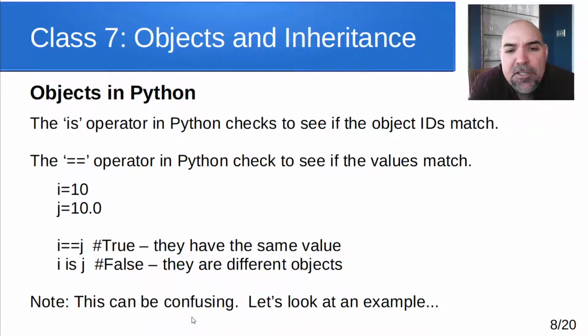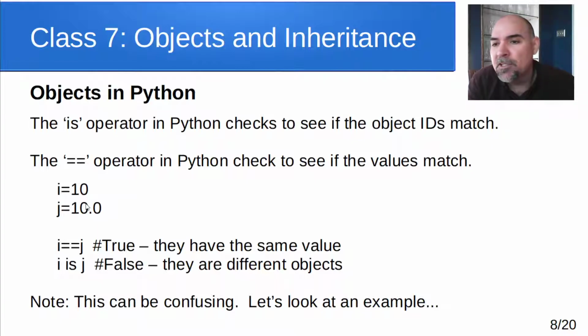And the is operator checks to see if the object IDs match, whereas the double equal operator that we've seen a lot of times previously compares the values in each. So in other words, if I say i equal 10 and j equal 10.0, and I ask, are those values the same? It'll say yes, they have the same value. 10 and 10.0 are the same value. But if I say i is j, that returns false because they're different objects. They have a different type. This one's an int type. That one is a float type. And that can be a little confusing sometimes with objects referring to the same thing. We'll look at that in a second.